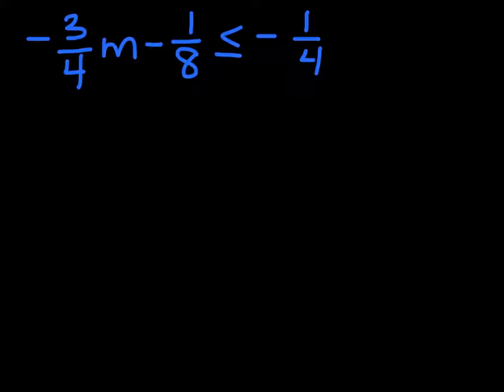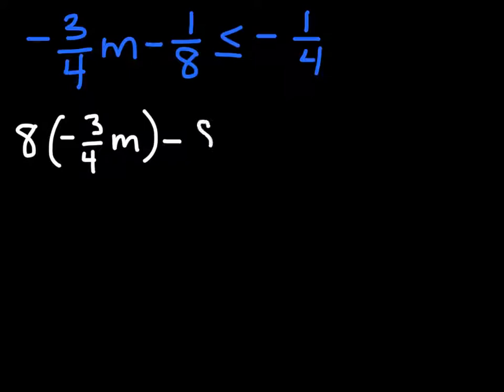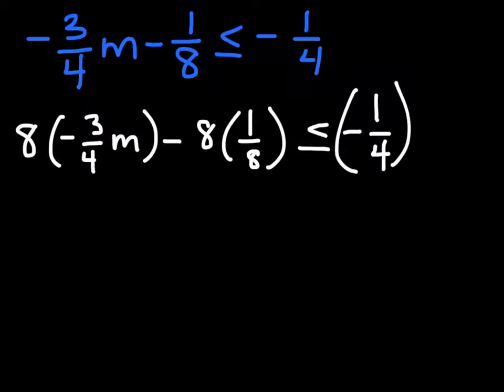Now let's apply what we've just learned in this lesson to solve an inequality by clearing fractions instead. Our inequality says that negative 3/4 m minus 1/8 is less than or equal to negative 1/4. So let's begin by clearing our fractions. And we're going to clear our fractions by multiplying by the least common denominator, which in this case is 8. So we're going to take 8 times negative 3/4 m minus 8 times 1/8 is less than or equal to negative 1/4 times 8. Okay?